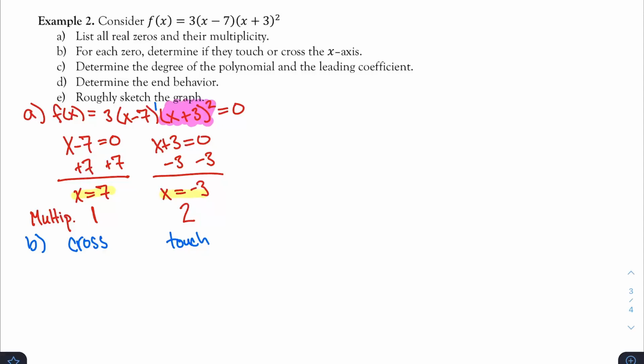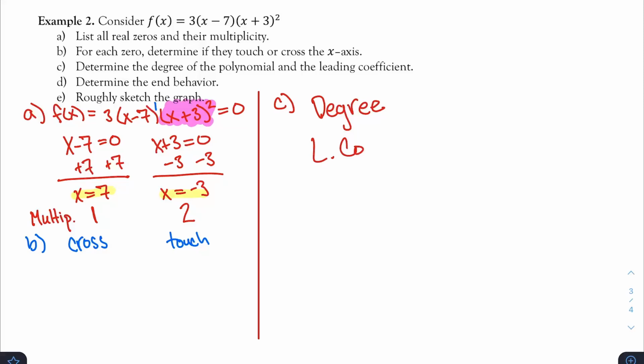Continuing from here, let's do part C. Part C says, what about the degree and the leading coefficient? Remember, the degree tells me if I'm an even or odd degree. And then my coefficient combined with my degree tells me my end behavior. So I'm just abbreviating lead coefficient here to save some time. Starting off with the degree, we can think of this several ways. If I look at my original function, I can think, if I multiply this out, what would be the highest power? Or we can simply add our multiplicities together. In either case, I should end up with a degree of 3.